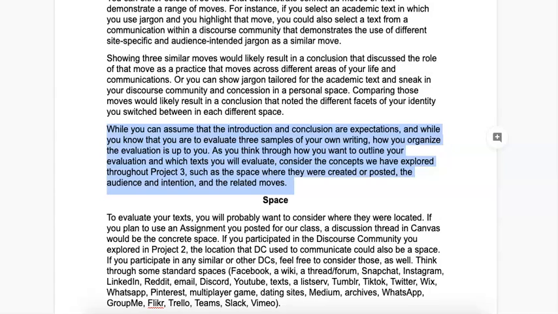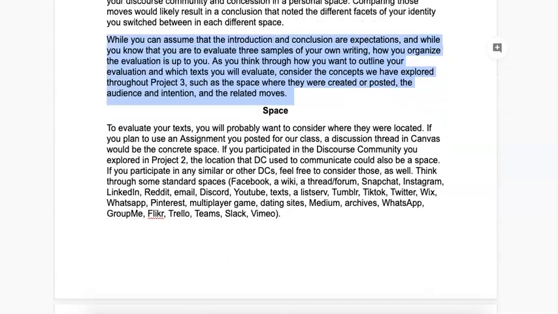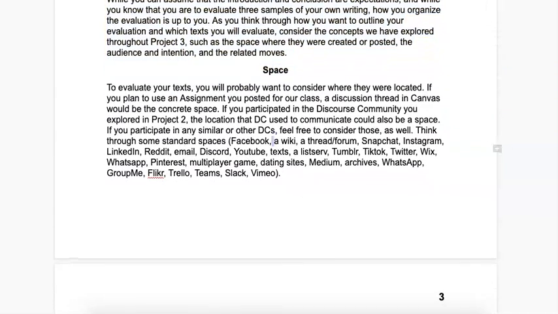As you think through how you want to outline your evaluation and which text you will evaluate, consider the concepts we have explored throughout Project 3, such as the space where they are created or posted, the audience and intention, and the related moves. Space. To evaluate your text, you will probably want to consider where they were located.